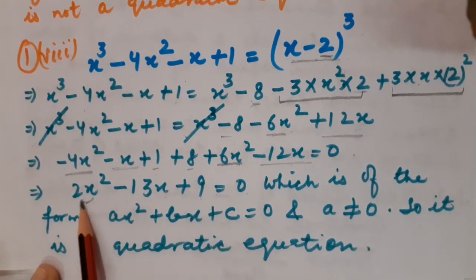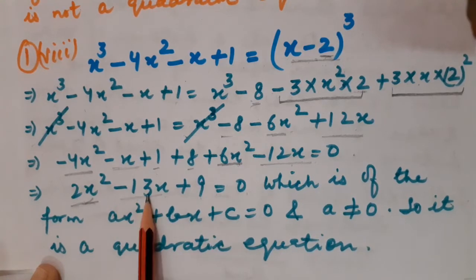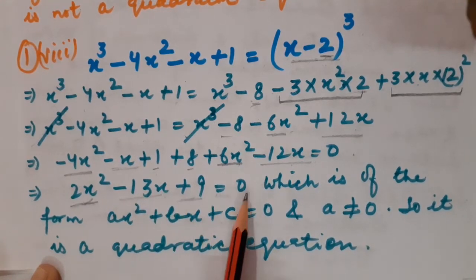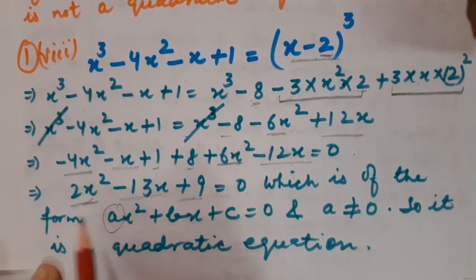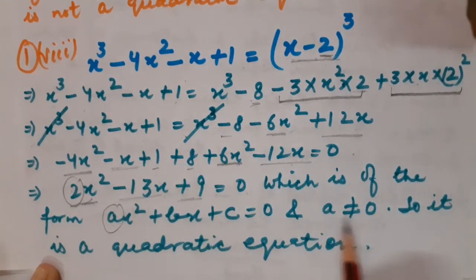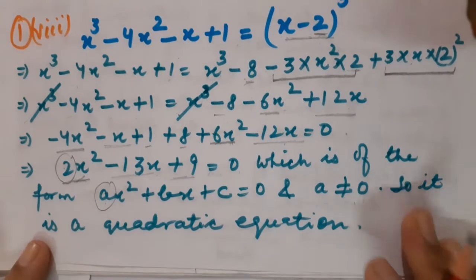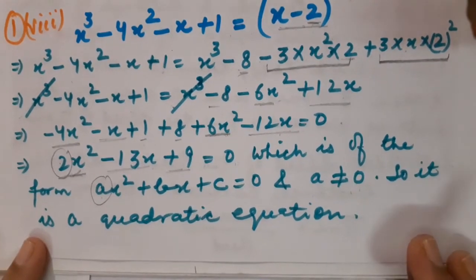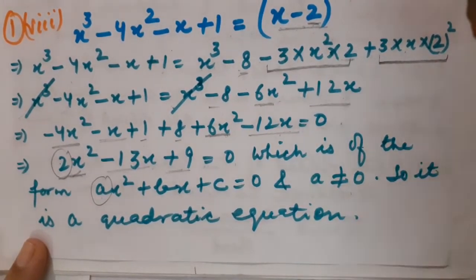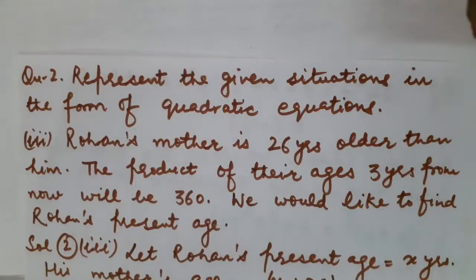Okay, now you compare, is it really matching with the generalized form of a quadratic equation? Yes. This is ax square plus bx plus c is equal to 0. And just compare, what is a here? 2. Is 2 equal to 0? No. 2 is not equal to 0. So what can we say? Yes, this is a quadratic equation. Clear, children?